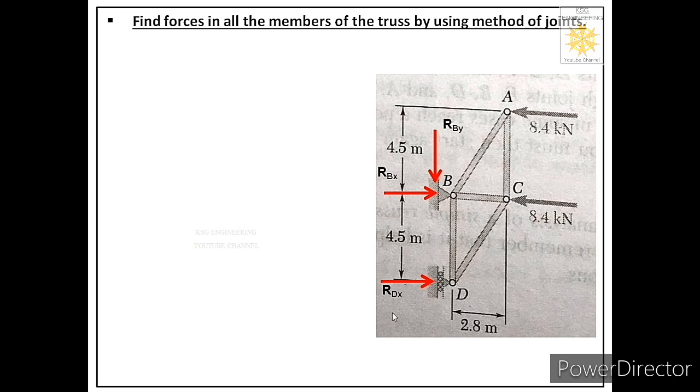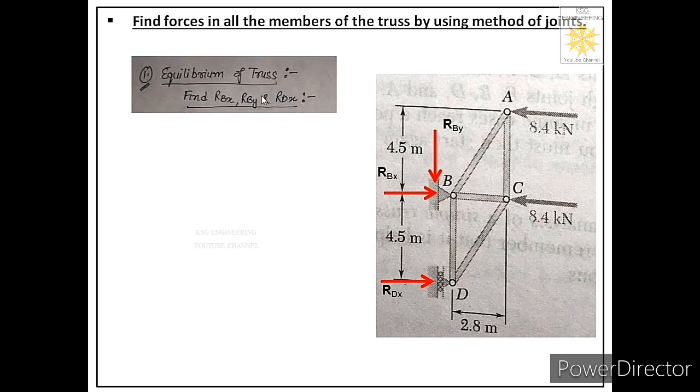Now what is the next step? The next step is that we should find these three unknowns. So we can find these three reactions with the help of equations of equilibrium, and those equations are summation Fx equal to 0, summation Fy equal to 0 and summation M equal to 0. So it means now our next step is we have to find Rbx, Rby and Rdx. So let us apply the first equation, that is summation Fx equal to 0.